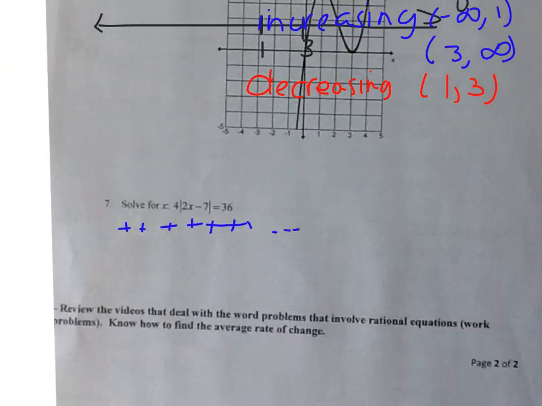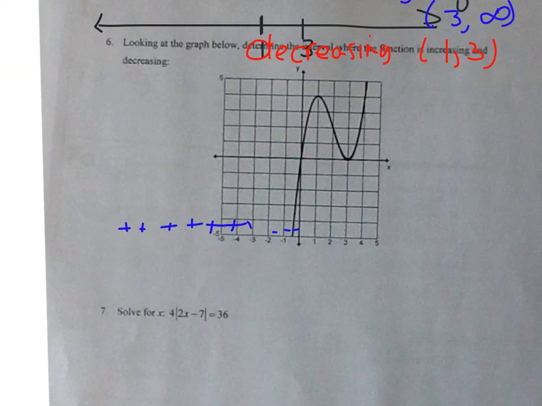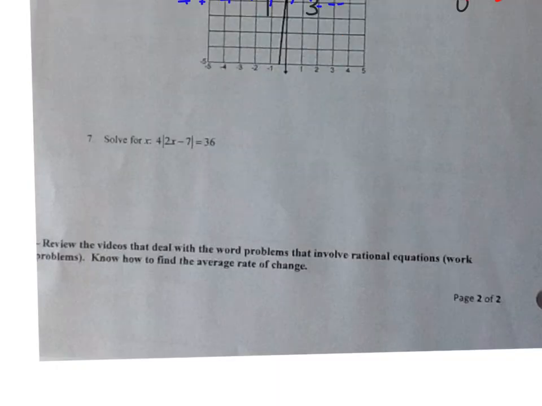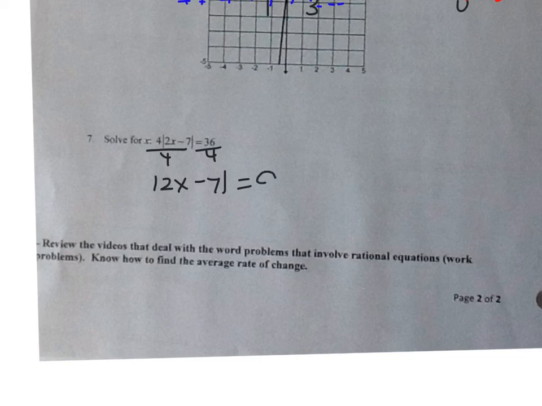Okay, let's take a look at 7. 7 is the absolute value equation. So remember, with absolute value, always make sure you isolate first. All right, so I noticed that with my absolute value, I have a 4 times, so I divide everything by 4. So I get the absolute value of 2x minus 7 is equal to 9.